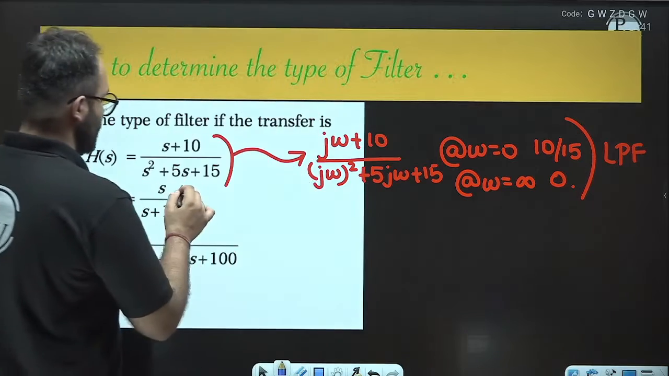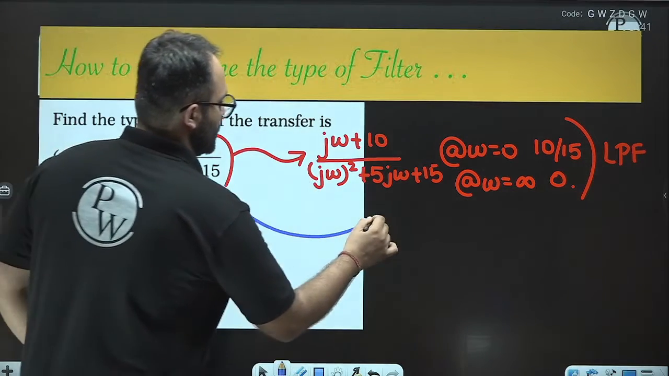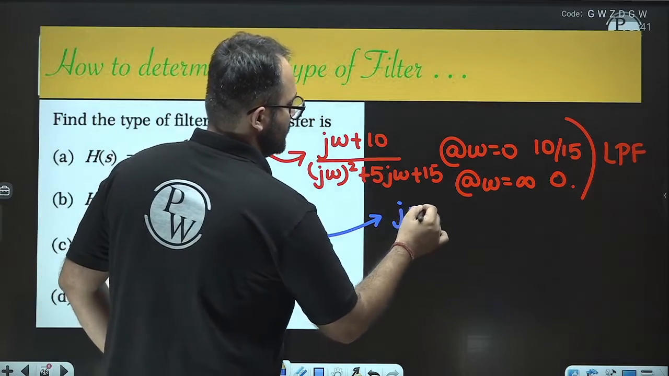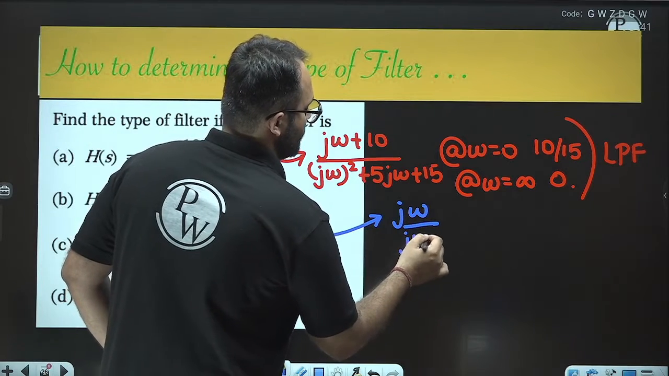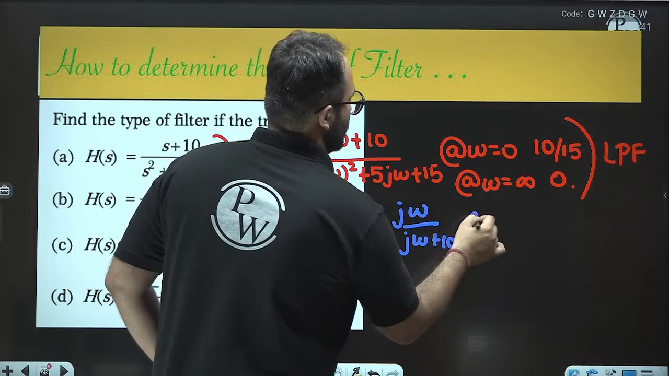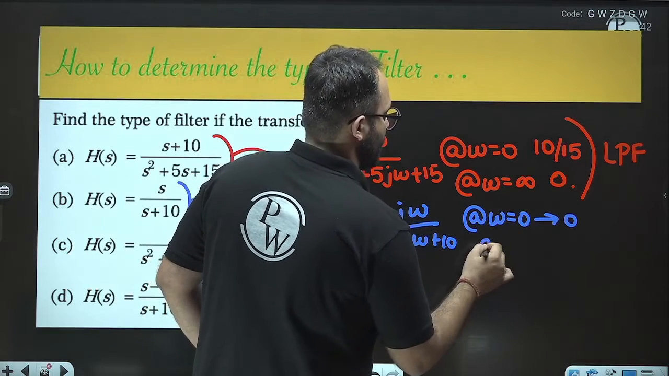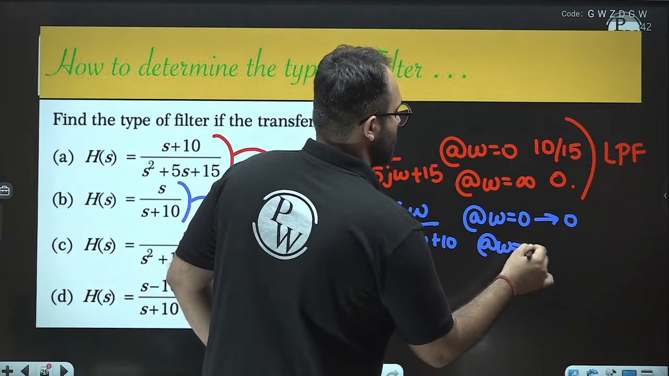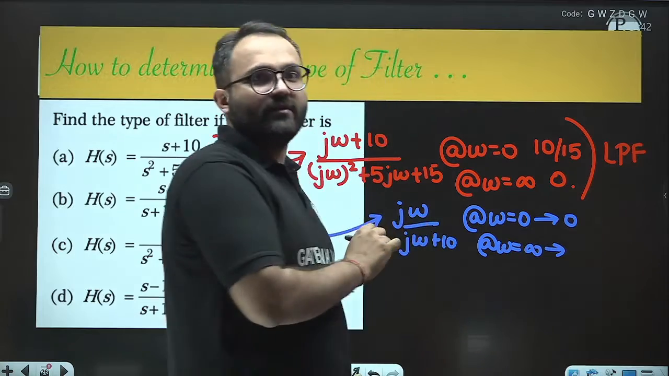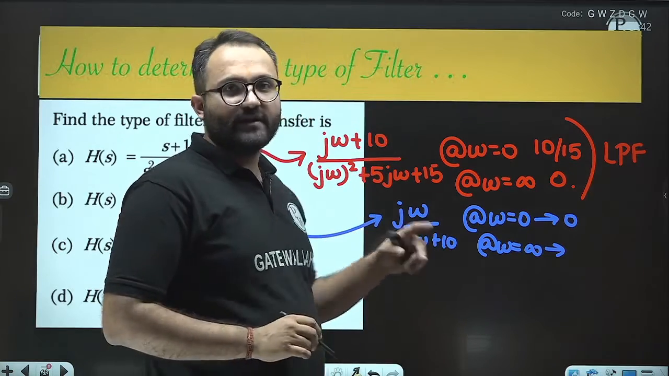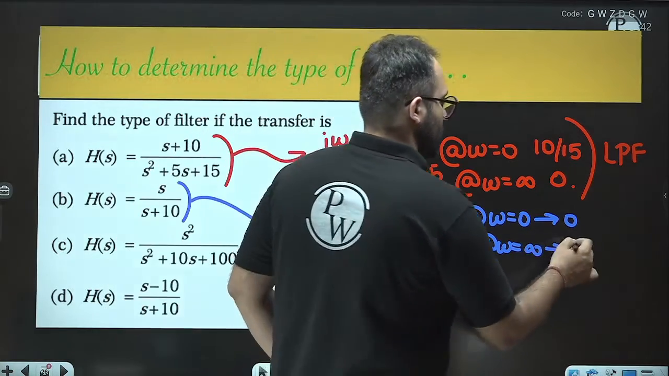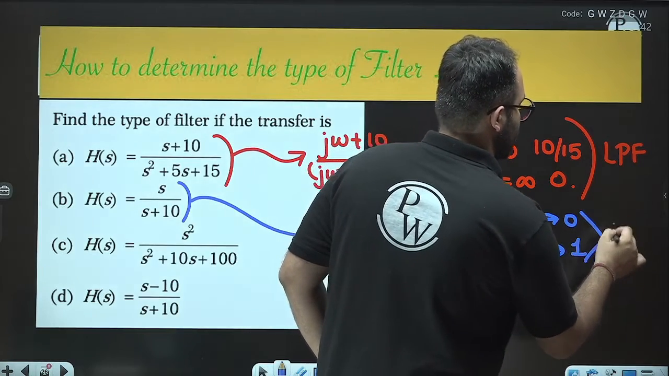Second, this one. We can say it is j omega upon (j omega plus 10). At omega equal to 0, this is 0. At omega equal to infinity, this is infinity upon infinity, that is 1. So this is a high pass filter.